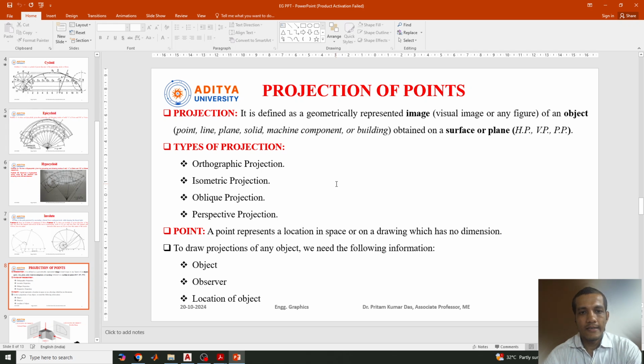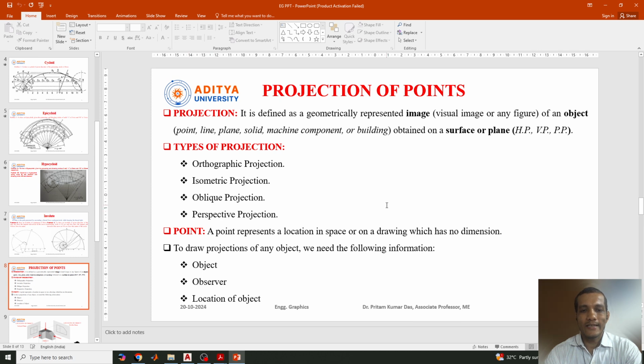The projection is also categorized into different types like orthographic, isometric, oblique, and perspective. We won't discuss these types of projection much now. Later we will discuss orthographic, isometric, oblique, and perspective. So first we will see how to draw the projection of points on a plane or a surface.